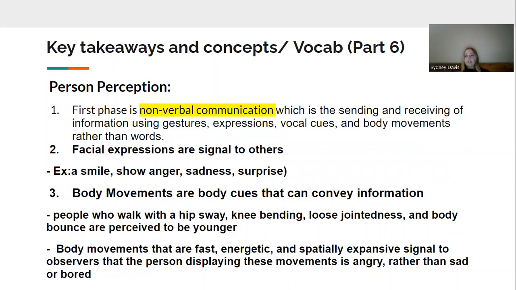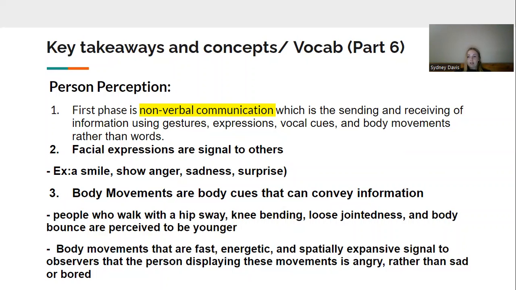Like a smile, you could tell when someone's happy because they're smiling. You could see anger, they're mad. You could see that from their face. You could tell when someone's sad if they're frowning. You could tell when someone's surprised if they have their eyes wide open and their mouth open and their eyebrows raised. Body movements are body cues that can convey information as well.